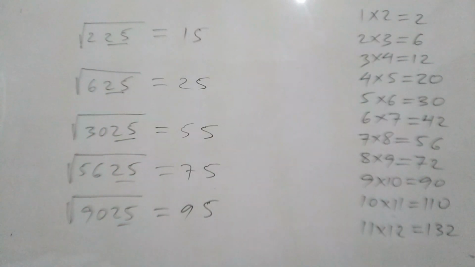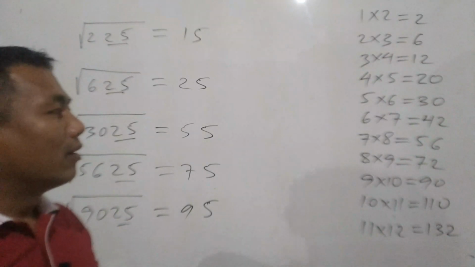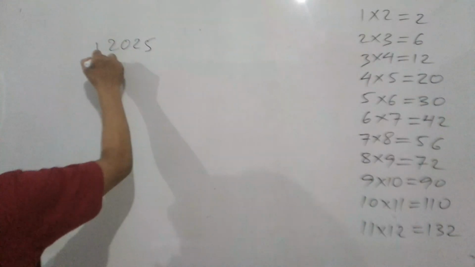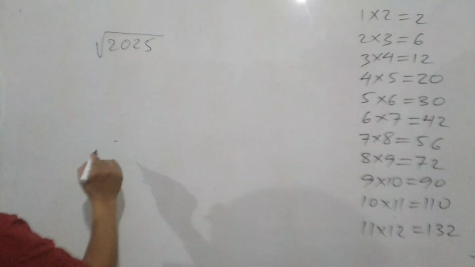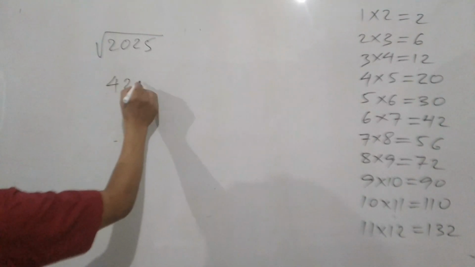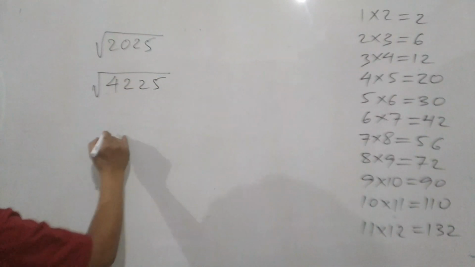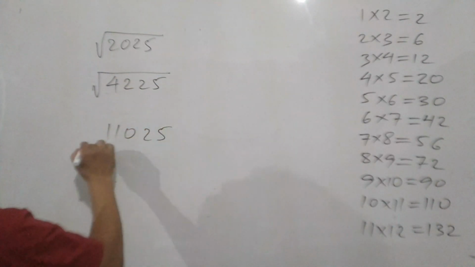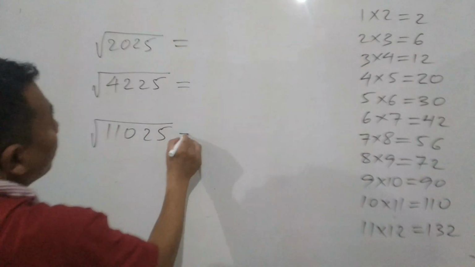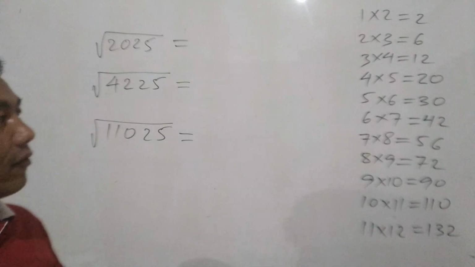Okay. Now, I'll let you see the answer, okay? I'll give you some more values. 2025, 4225. Then 11025. Okay. Now, I wanted to give you the value of this.